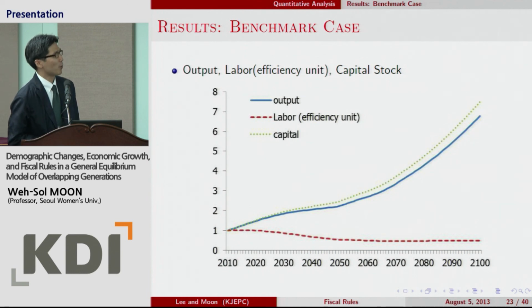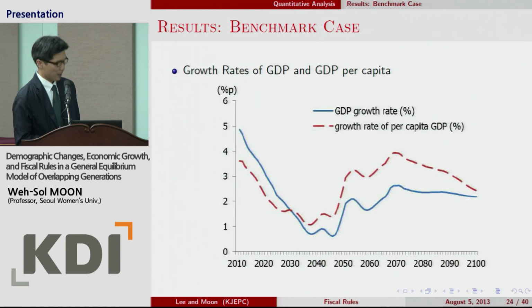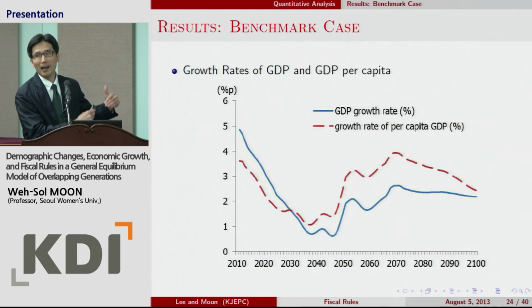The normalized 1 in 2010. If you look at the labor, that's the efficiency unit that's kept falling over this period, and even though the labor keeps falling, capital stock and output keep rising. This is the GDP growth rate. If you look at the blue line, the 2010 GDP growth rate of 5% is amazing, but it's just calibration. If I plug a lower TFP growth rate into the model, we get just a shift down of the path. So don't worry about this number.